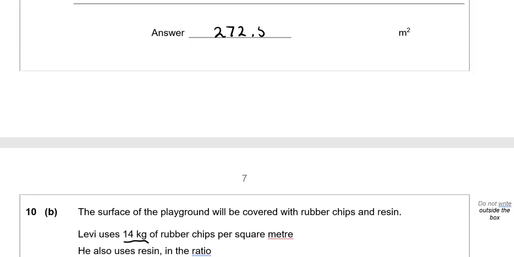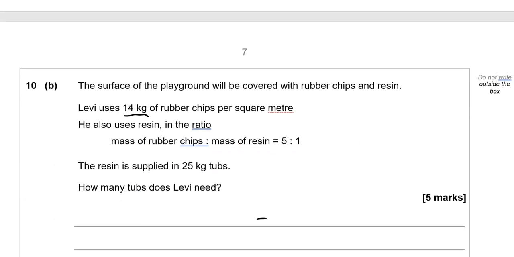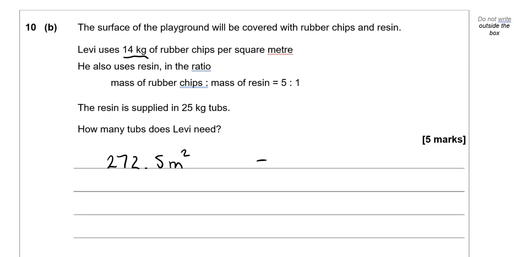So the area of the playground was 272.5. 14 kilograms of rubber chips per square meter. So we're going to multiply this by 14, which gives us 3,815 kilograms. So we know the mass of rubber chips.